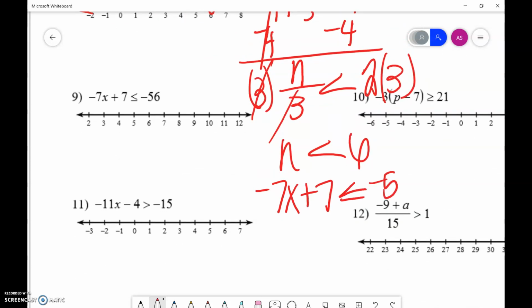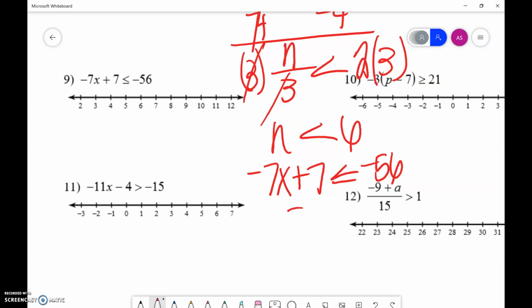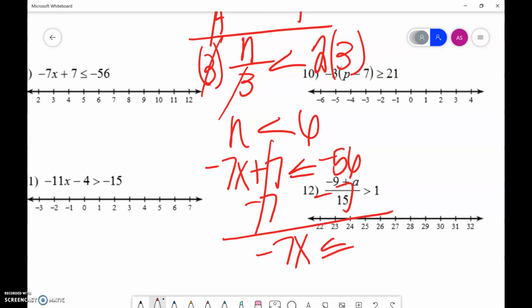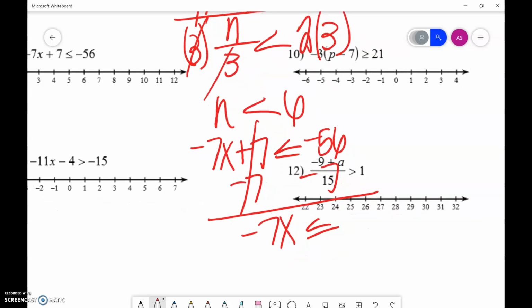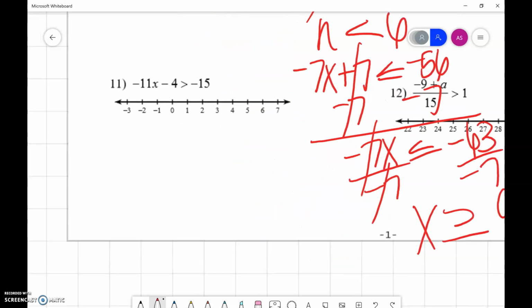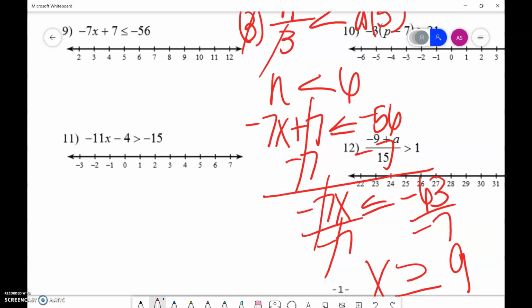Right, number 9. So my first step, I'm going to subtract 7 from both sides. I'm going to have negative 7x is less than or equal to this over here. So that's going to turn to negative 63. Then I divide both sides by negative 7. X, remember we switched that sign. So if it's less than or equal to, it's going to turn to greater than or equal to. That's going to be 9. So I'm going to put an open dot on 9, and that's going to go to the right.